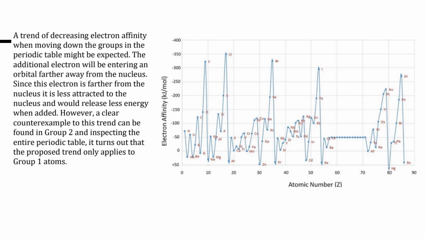A trend of decreasing electron affinity when moving down the groups might be expected. The additional electron will be entering an orbital further away. Since this electron is further away from the nucleus, it is less attracted to the nucleus and will release less energy when added. According to all this stuff here, this trend would apply only to group 1 atoms.